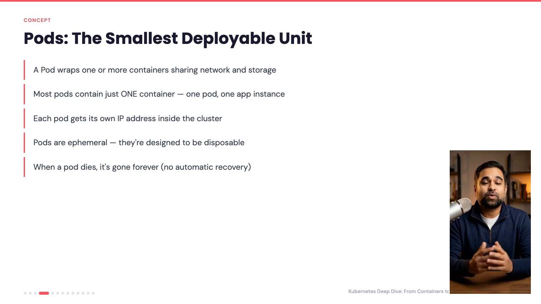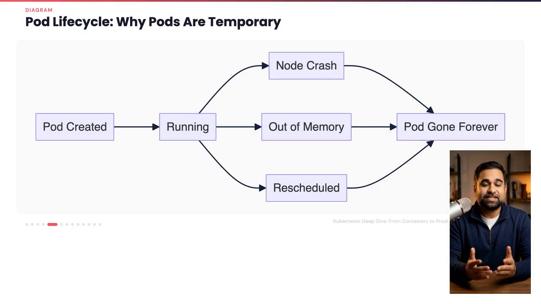I need to mention one more resource, the replica set. When you create a deployment, it doesn't directly create pods. Instead, it creates a replica set, and the replica set creates the pods. Think of the replica set as a middle manager. The deployment says, I want 3 replicas running version 2 of my app. The replica set's job is to make sure exactly 3 pods exist with that specification.